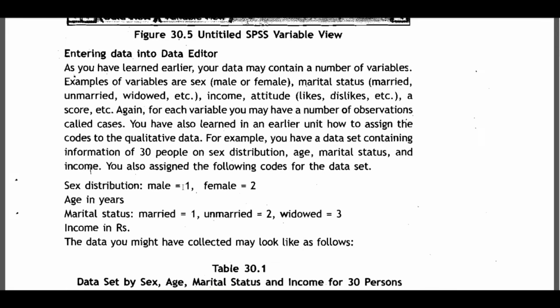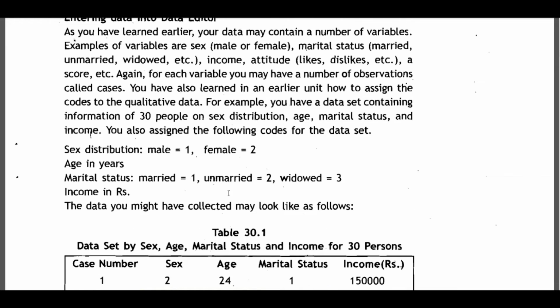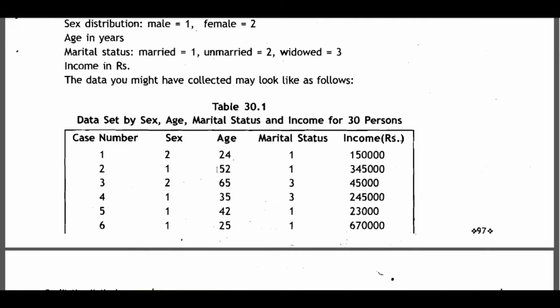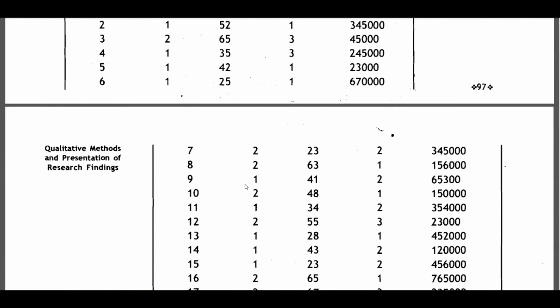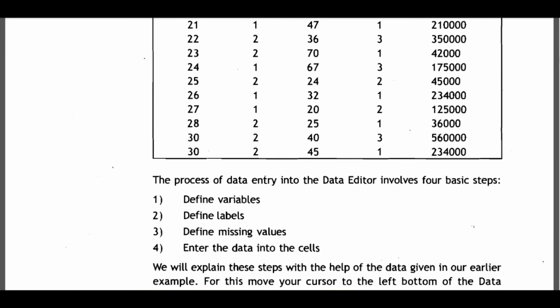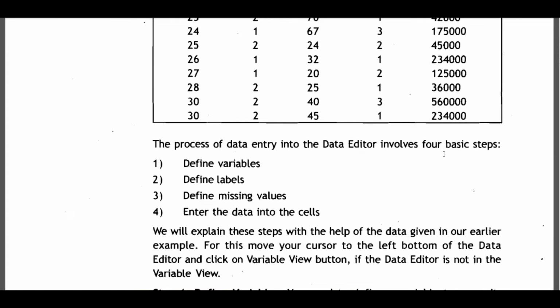Sex distribution: male, we can give code 1; female, code 2. Age in years, where you can give whatever number for that age. Marital status: for married you can give 1, unmarried 2, widows 3, like that. For income, you can use the actual digits. The data you might have collected may look as follows. So this is the age, where you have given the actual numbers, and income also has the actual numbers. For the other options, you have assigned numbers. Okay, so in each case, the first case, second case, there are different values available. The process of data entry into the data editor involves 4 basic steps.